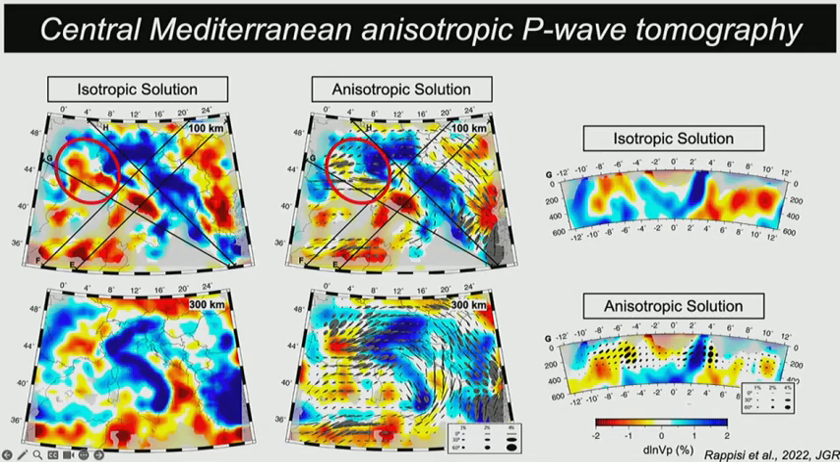So just want to show you the main differences, right? The main differences are here, nearby the Massif Central. While here there is a widespread low velocity anomaly, in the anisotropic solution this low velocity anomaly is much smaller and is more cylindrical at depth. You can see also here.